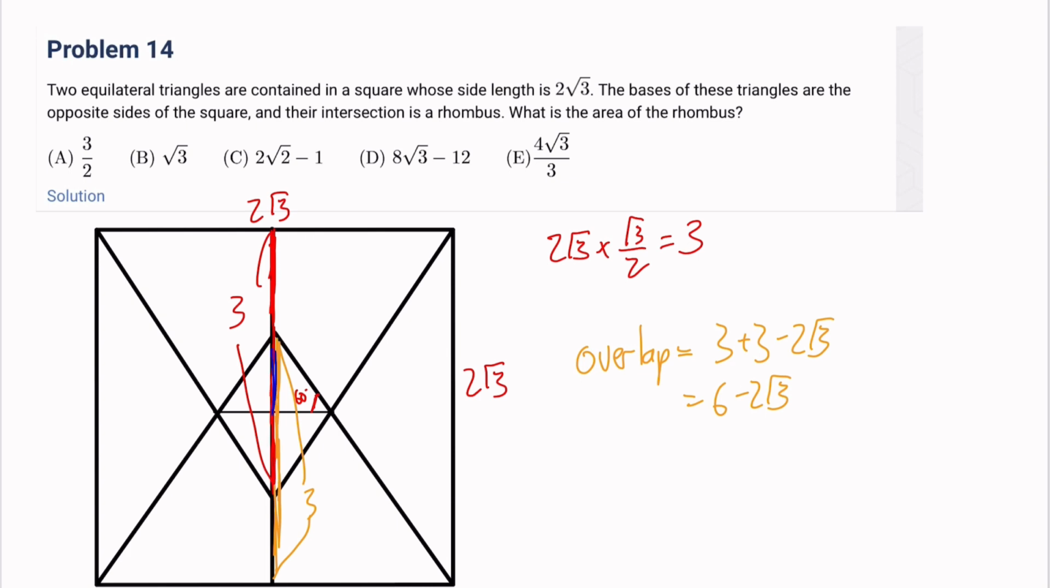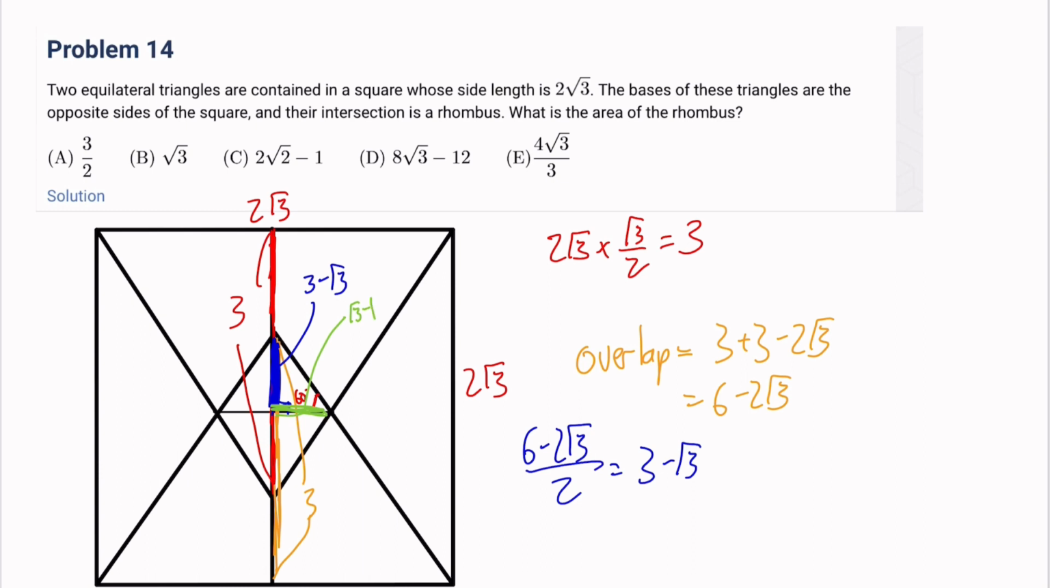But then we want this part, right? And so this much would be (6 minus 2√3)/2, which is 3 minus √3. So this is 3 minus √3. And since this is 90 degrees and this is 60 degrees, this is also a 30, 60, 90 triangle, right? And so this is like the height of the right triangle. And so if we want to get the base, then the base would be the height divided by √3, right? And so this is (3 minus √3) divided by √3, and so that would give us √3 minus 1.